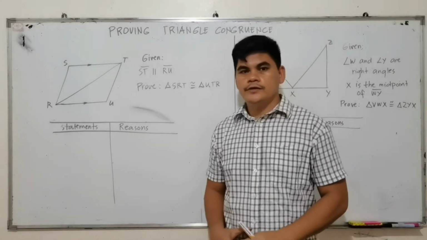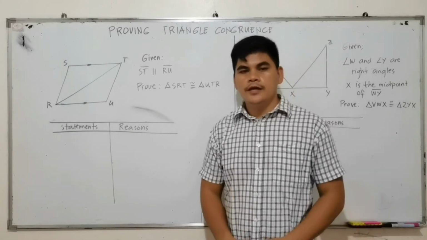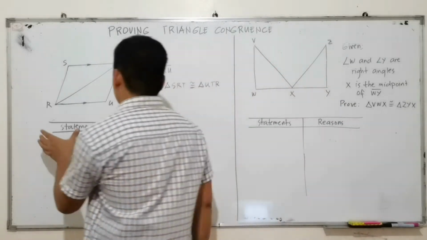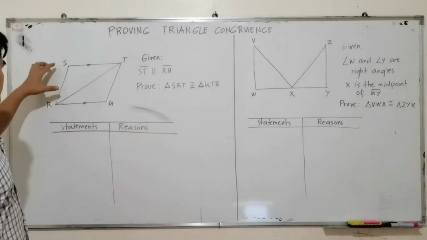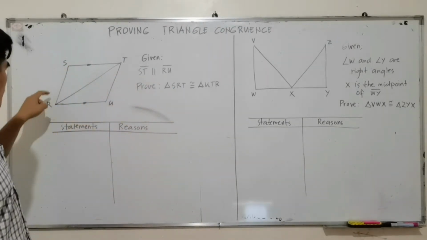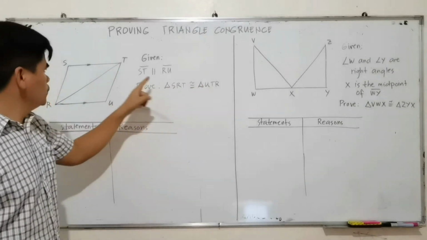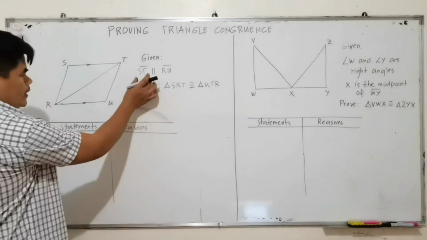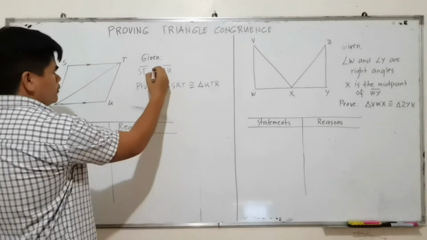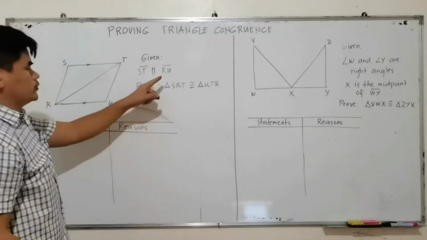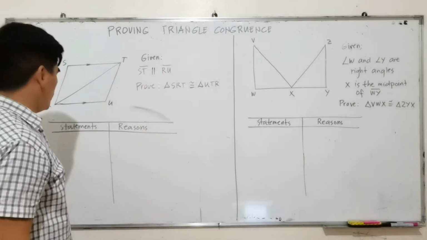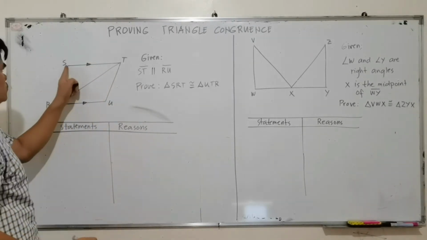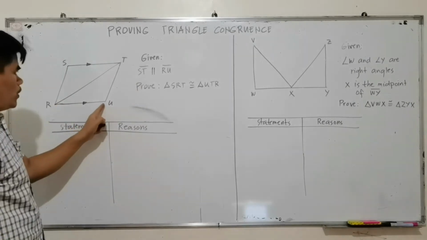Okay, let us consider these two problems here on the board on proving triangle congruence. So we have here triangle SRT and triangle UTR. The given information we have is ST is parallel to RU. This symbol is parallel. That is why we have an arrow here that refers to ST is parallel to RU.